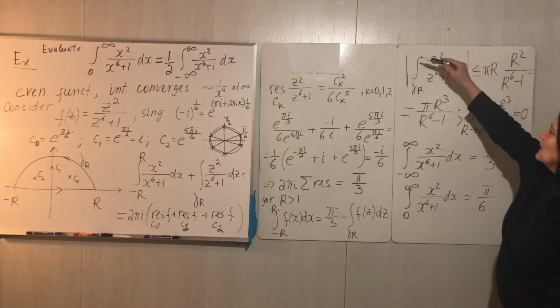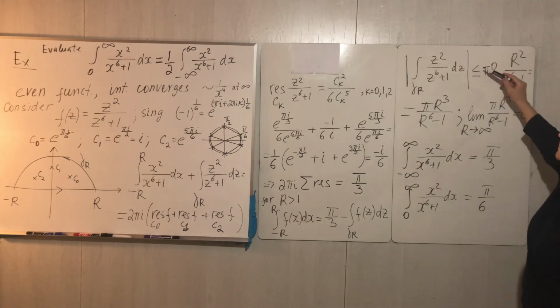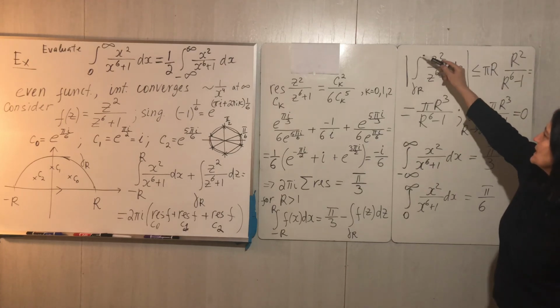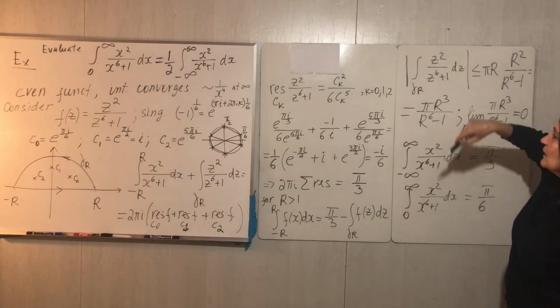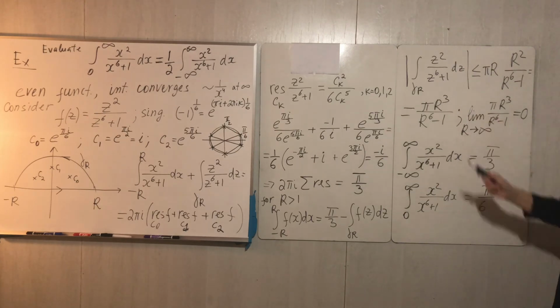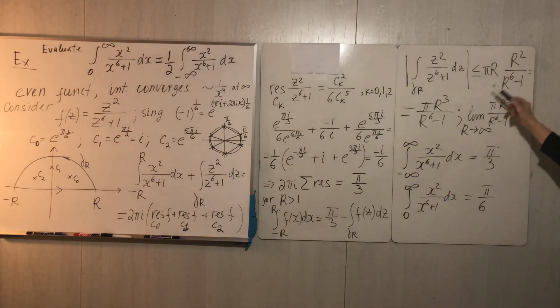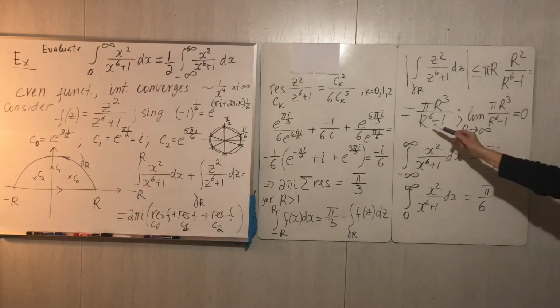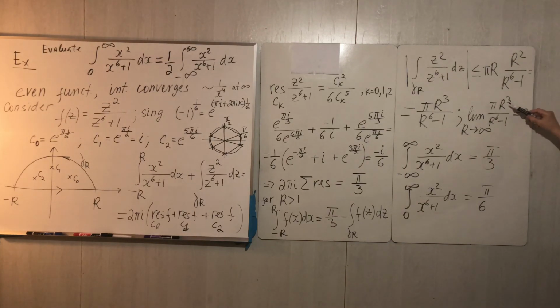So here I am computing a pretty similar evaluation to what we did in the previous example. So the whole integral will be less than or equal to pi r, the length of this half circle, and then here z lying on the circle is replaced with r. Here we use the triangle inequality in a similar fashion as we did in the previous example. So we have r to the 6 minus 1, and then we end up with pi r cubed over r to the 6 minus 1, and then we compute the limit when r approaches infinity. And this limit would be 0 because the top is growing like r cubed and the bottom as r to the 6. So the limit is 0.